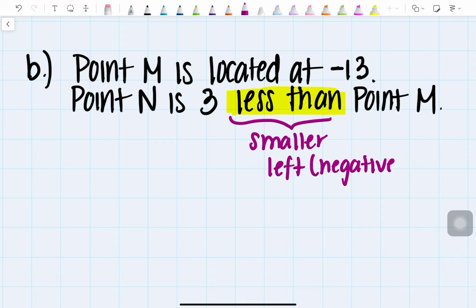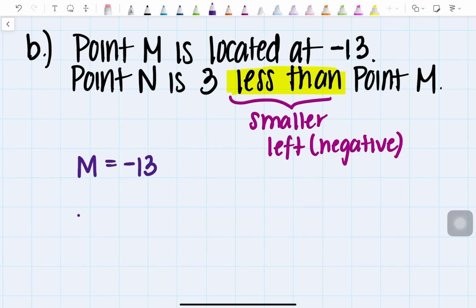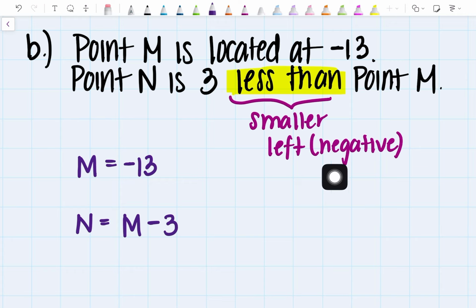So let's show that. They're telling us that M is located at -13, which means M is -13. Now I want to find N. The only way for us to do that is to grab M and do 3 less than M. 3 less than that should give us going to the left 3 units, and that's why it's negative here.